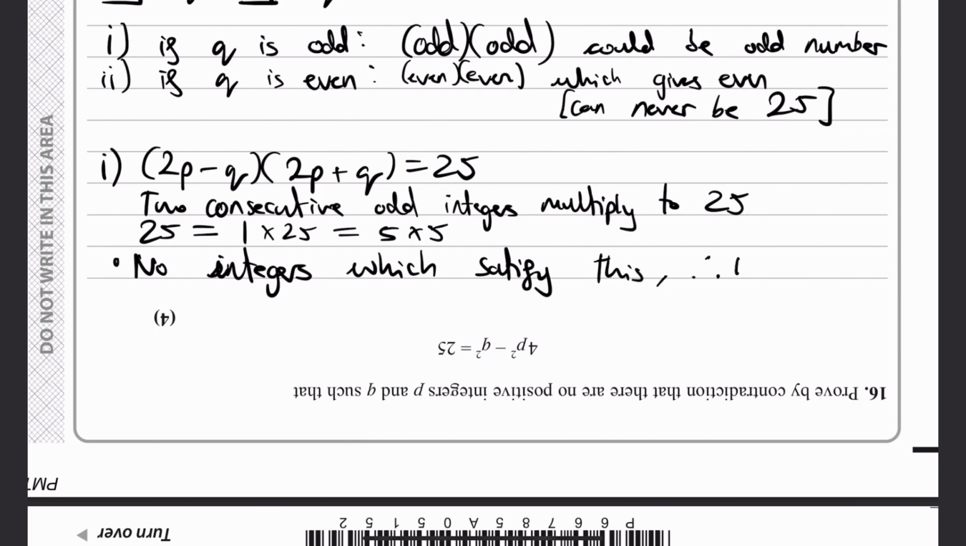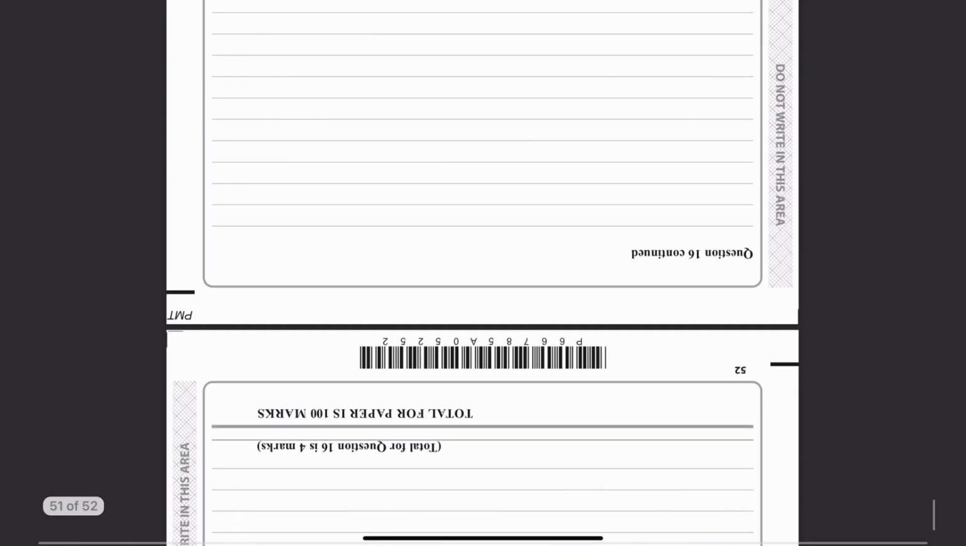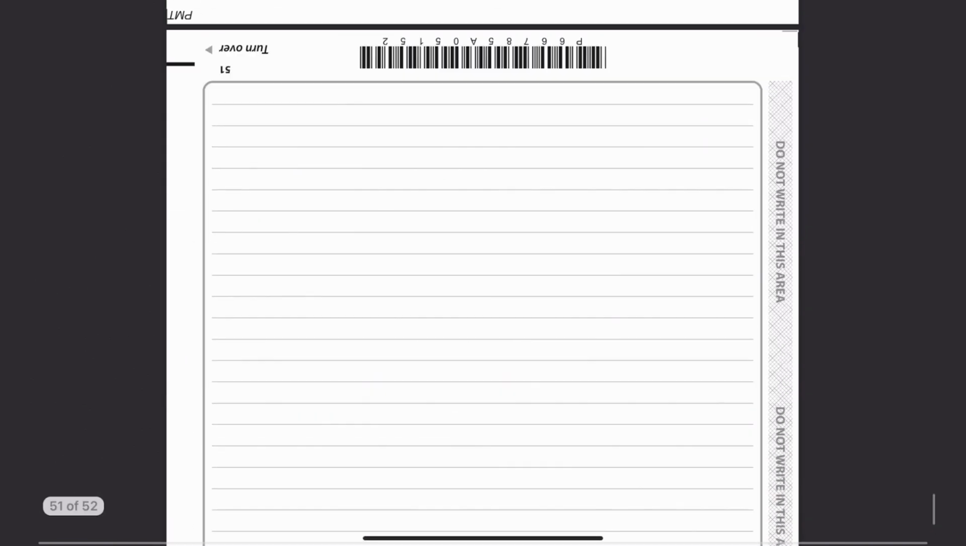Therefore, no possible values for p and q being positive integers, and therefore contradiction. So they cannot be positive integers. Okay, there we go. Okay, and that is the paper over.